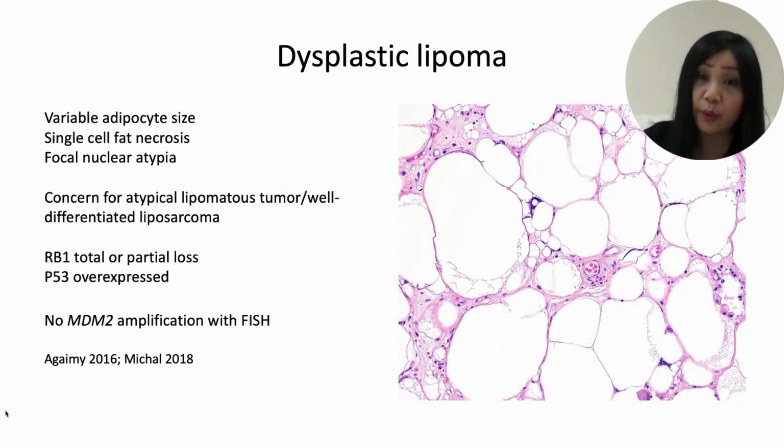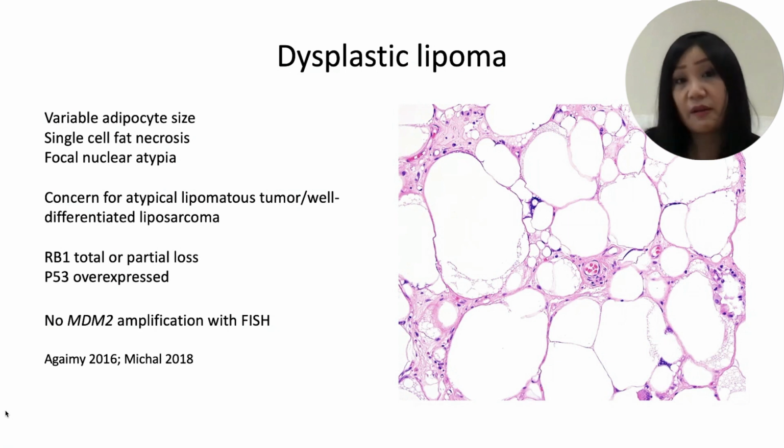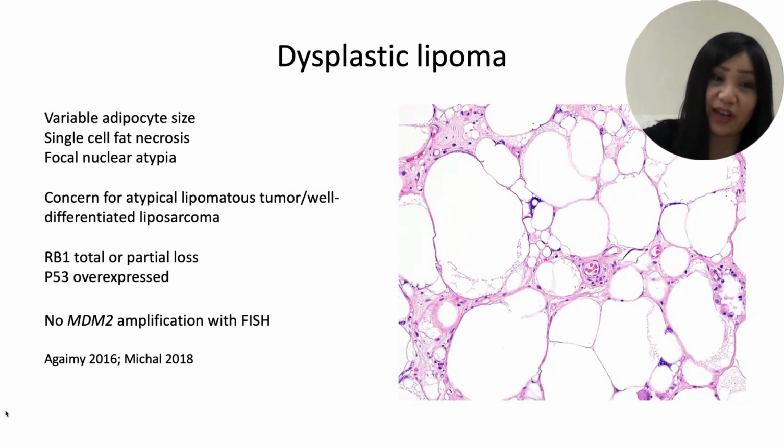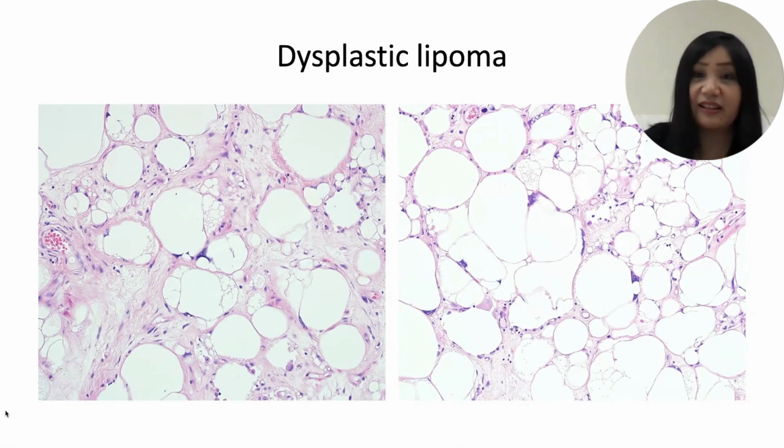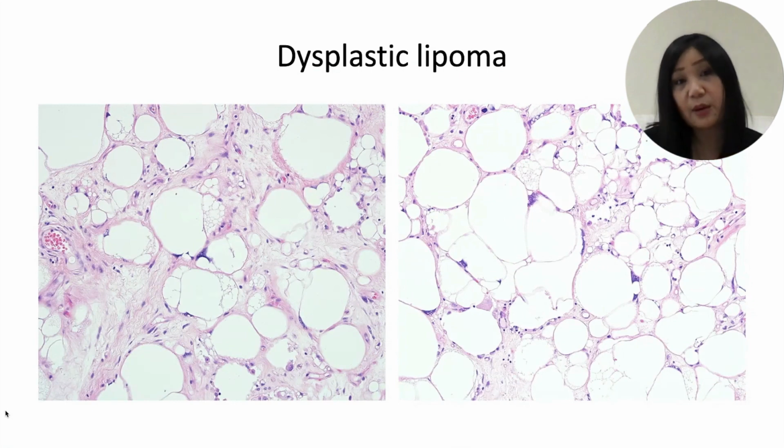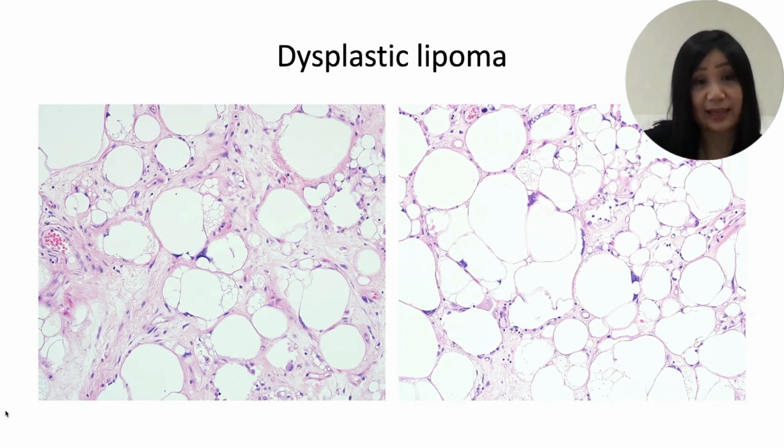Genetically, these have frequently been associated with loss of RB1, total or partial, and also overexpression of P53. These lack MDM2 amplification with FISH. Some more views here. We can see a prominent variation in size of adipocytes, and scattered adipocytes with a variety of nuclear atypia. Here, moderate to quite severe in areas, with chromatin coarsening.